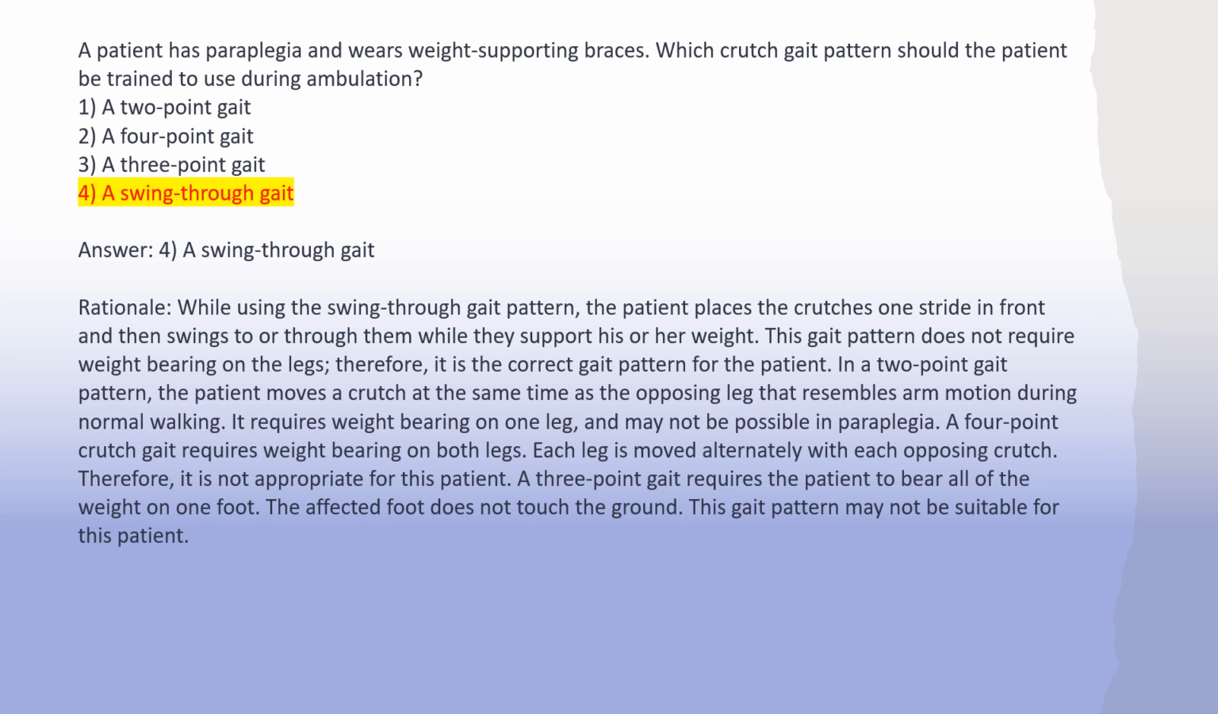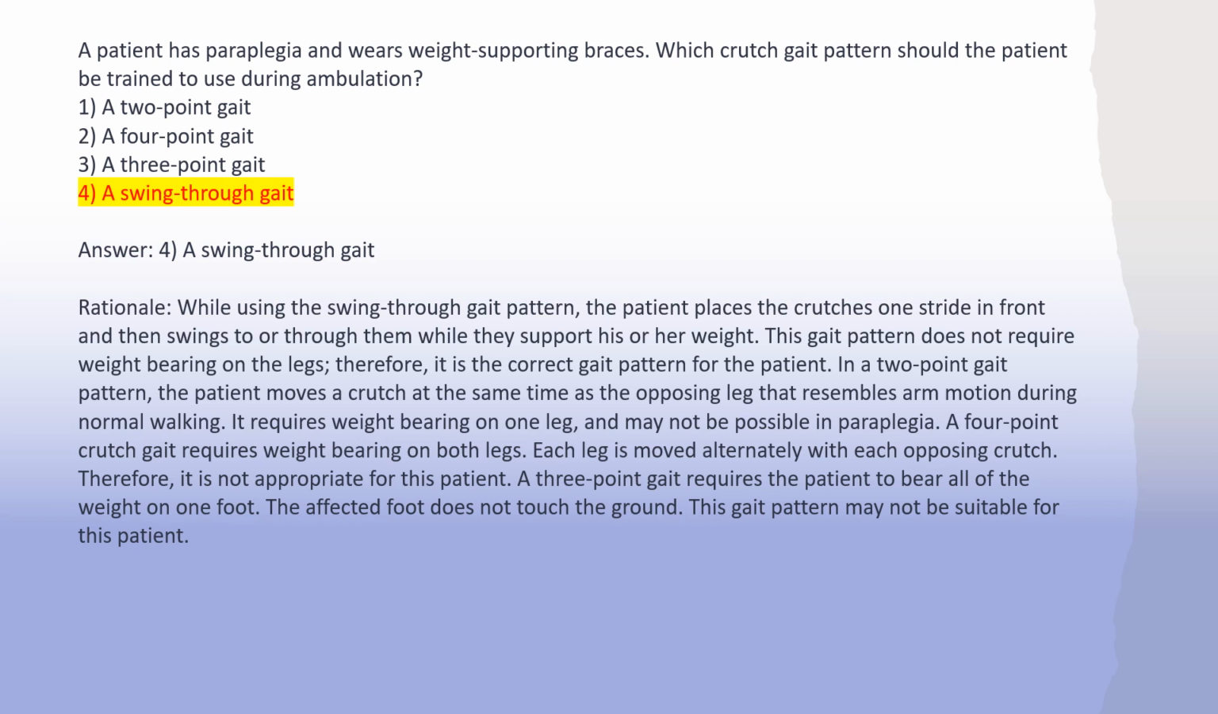Rationale: while using the swing through gait pattern, the patient places the crutches one stride in front and then swings to or through them while they support his or her weight. This gait pattern does not require weight bearing on the legs, therefore, it is the correct gait pattern for the patient. In a 2-point gait pattern, the patient moves a crutch at the same time as the opposing leg, which resembles arm motion during normal walking. It requires weight bearing on one leg and may not be possible in paraplegia.